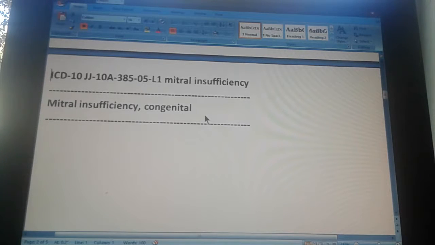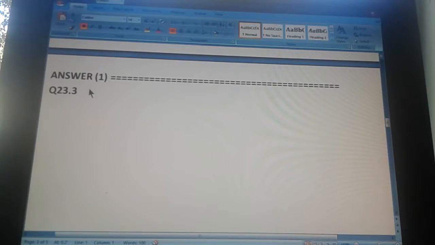Okay, this is the diagnosis, and now we're going to count to 3 so you can give us the ICD-10 code for this diagnosis. 1, 2, 3. Okay, the answer is Q23.3. Q23.3. You got that? If you got it, congratulations.